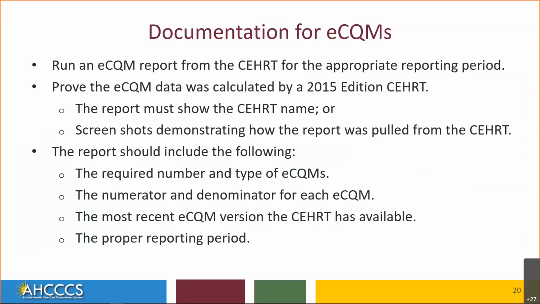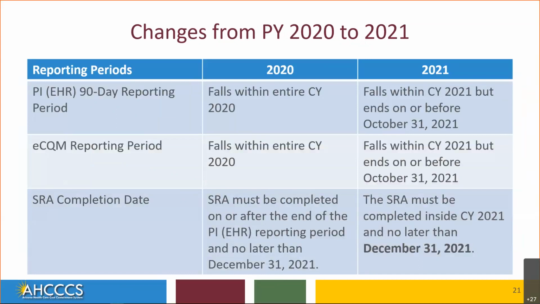So on previous slides, we identified that the provider needs to attest to 6 CQMs and that the 90-day reporting period must fall the last day on or before October 31st, 2021. Here's just a brief overview of what has changed from program year 2020 to 2021. And so the only things that have changed is the reporting period deadlines and dates.